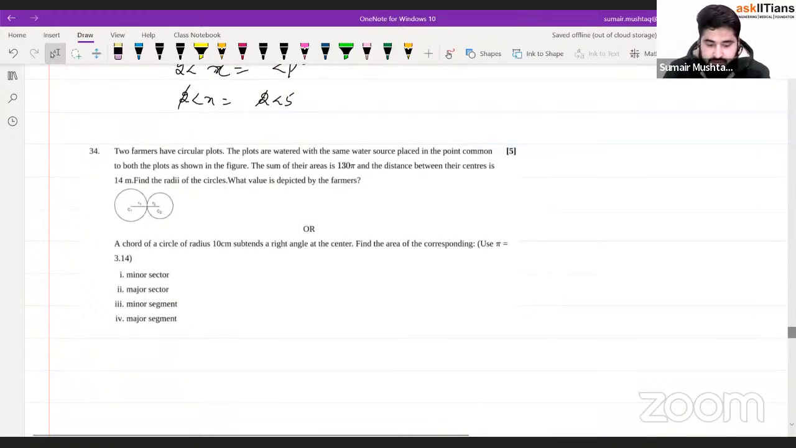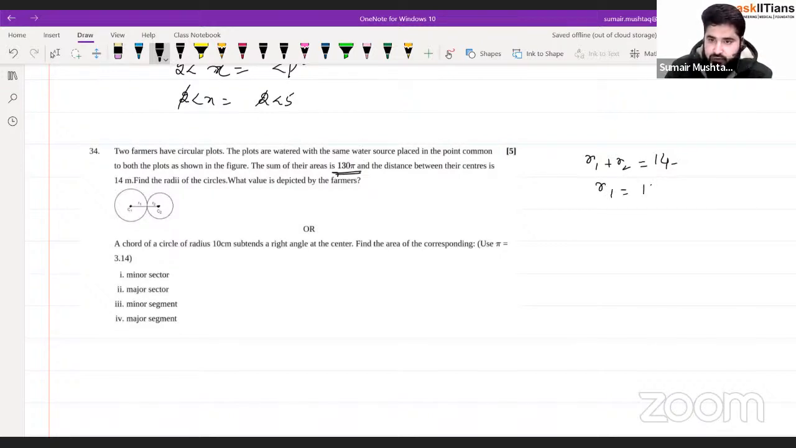This is an easy question. So these are the two farmers. Circular plots are there, or plots are watered in the area. So the area is 130 pi. The distance between their centers is R1 plus R2, and R1 plus R2 is given as 14. So one of the radii can be found. You can use this: R1 is equal to 14 minus R2. Okay.